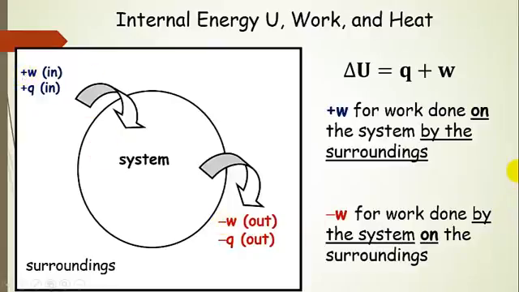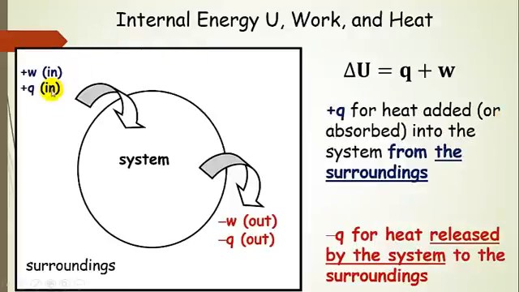If that system does work, then the sign of W is negative. So we can determine whether work was done on the system or by the system just by the sign of W. When work is done on the system, that work is done by the surroundings. And when work is done by the system, it does work on the surroundings.